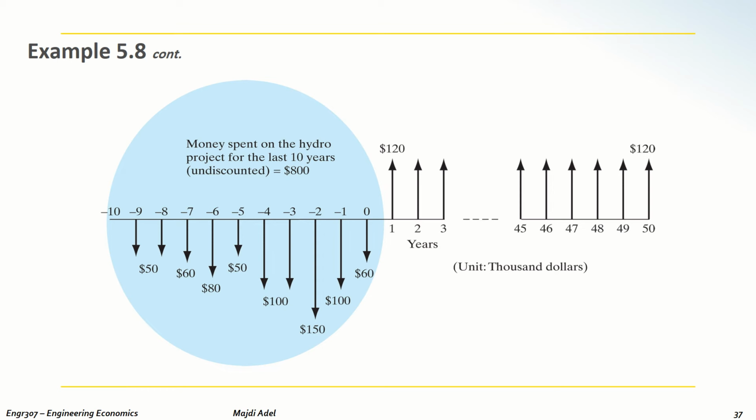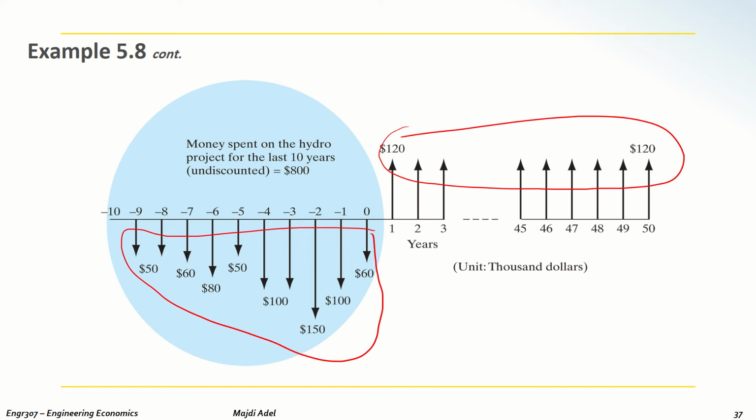This summarizes the net cash flow for the investment. As you can see, these are all the investments made in building the plant, and this is the income from the hydroelectric power plant. This part is a uniform cash flow, where N is 50 years. This is an irregular cash flow for 10 years, and we want to calculate their present value at N equals 0.